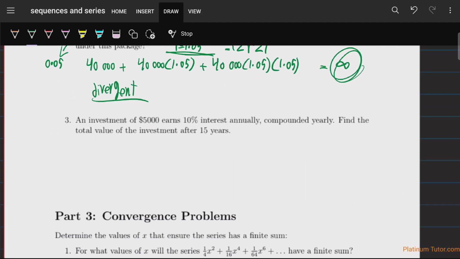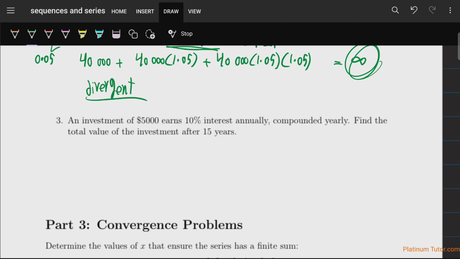All right, let's have a look at the next one. It says an investment of 5,000 earns 10% interest annually, compounded yearly. Find the total value of the investment after 15 years.